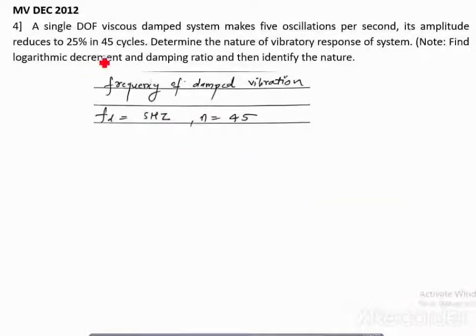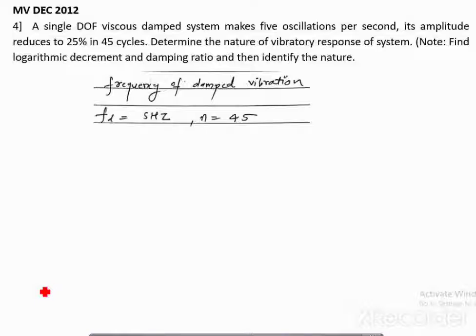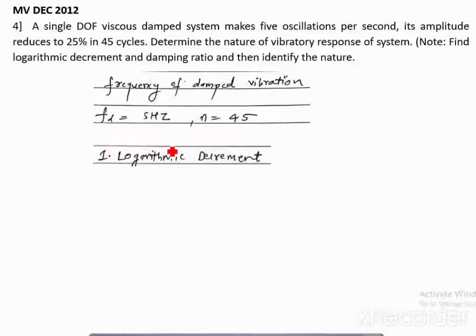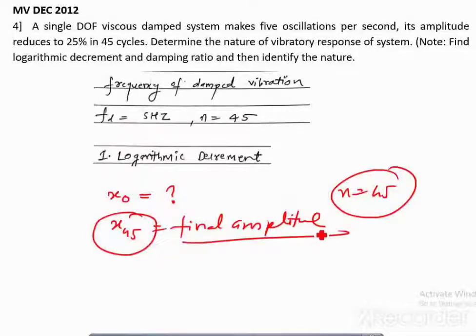Its amplitude reduced to 25% in 45 cycles. Means what? N is equal to 45. Now in the last problem you had N equal to 1. Here they are saying that you have N equal to 45 cycles. Sometimes you need to find this number of cycles also. Now guys, how will you start this problem? First of all, you always have to find the logarithmic decrement. So first we consider x0 as the initial amplitude, and x45. Why x45? Because N is equal to 45, so the number of cycles is 45, and the final amplitude will be x45.